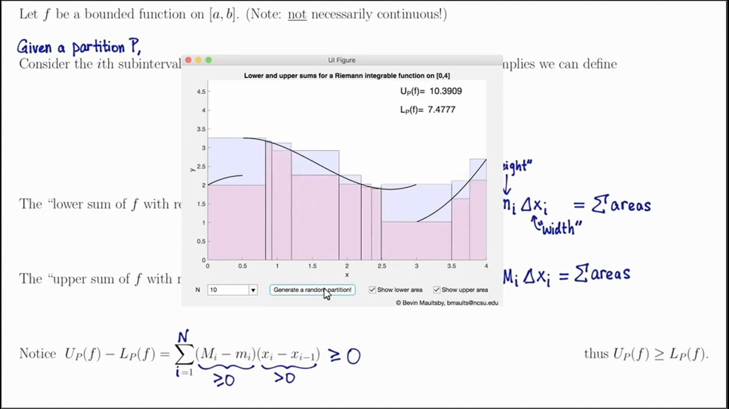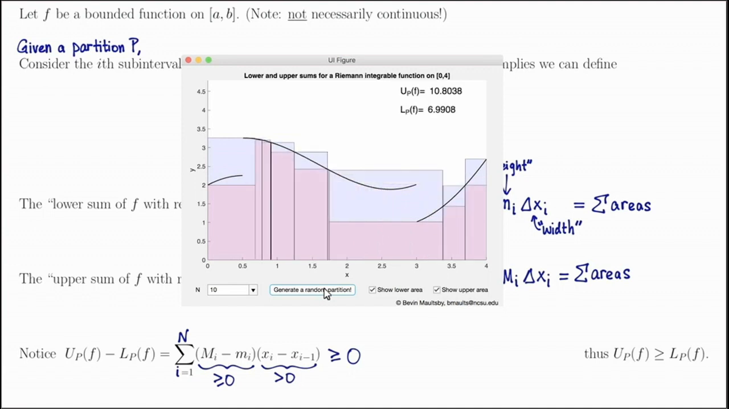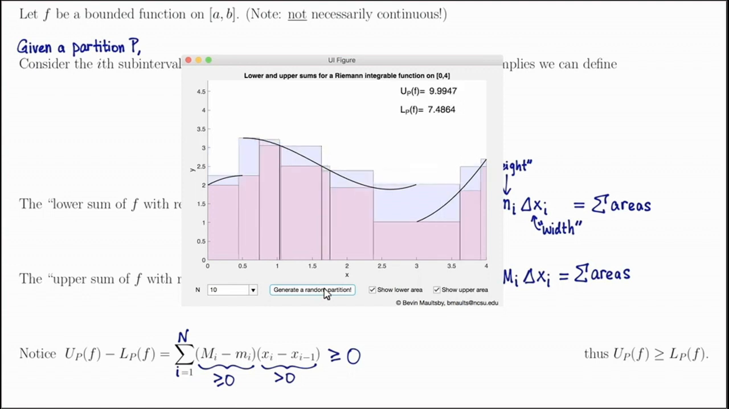In the back of our minds, what we know we're setting up is the notion of area under the curve. So what you could now say is the upper sum is an overestimate, the lower sum is an underestimate.